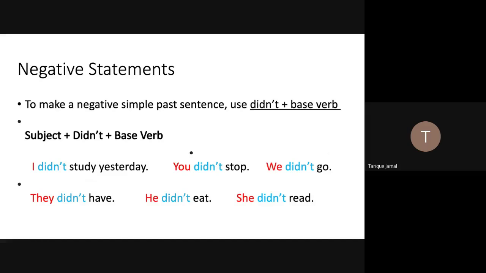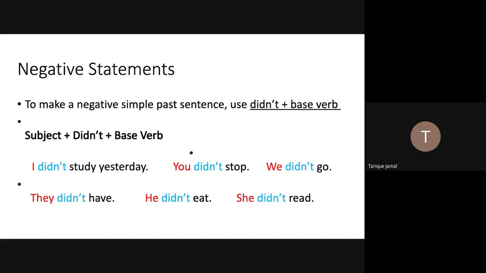You did not stop. So remember, when you are using didn't, then for your verb, remember it is going to be the base verb. In the past, if you're using didn't, you cannot say "I did not studied yesterday." No, because you have already used your past, which is did not, didn't. So you cannot have two past verbs in one sentence. So you have to say "I didn't study yesterday." So remember the rule: subject plus didn't plus base verb.